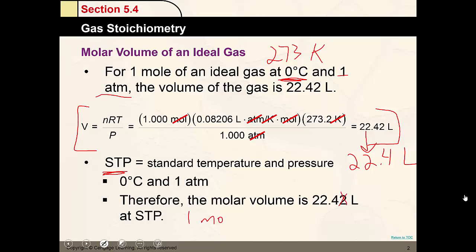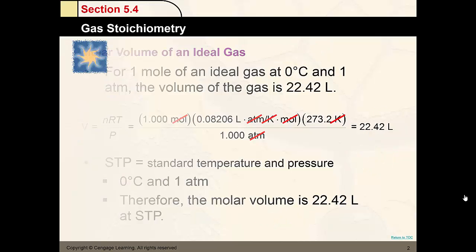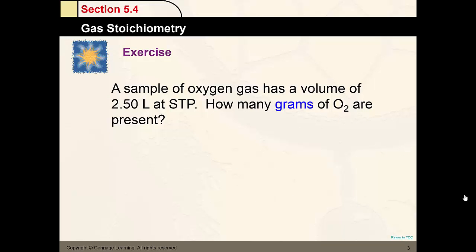So 1 mole of any gas, whether it's oxygen, nitrogen, helium, of that gas is equal to 22.4 liters. And this has to be at STP. If it is not at STP, you have to use the ideal gas law, because 1 mole will not be equivalent to 22.4 liters. So, for the following problem, it says it's at STP, so that's how we know that we can use the molar volume.